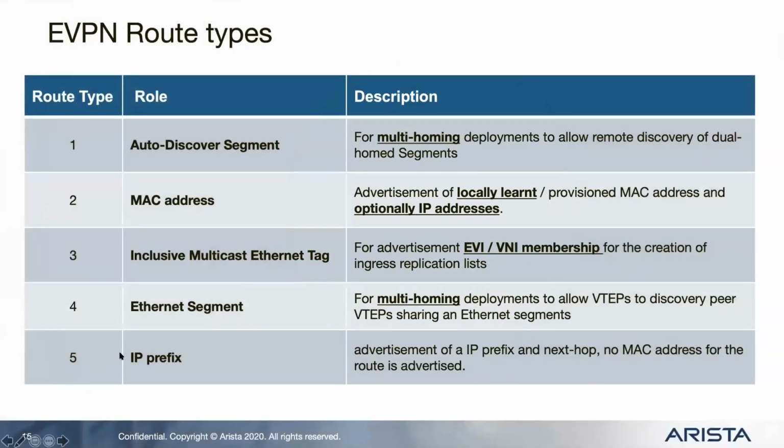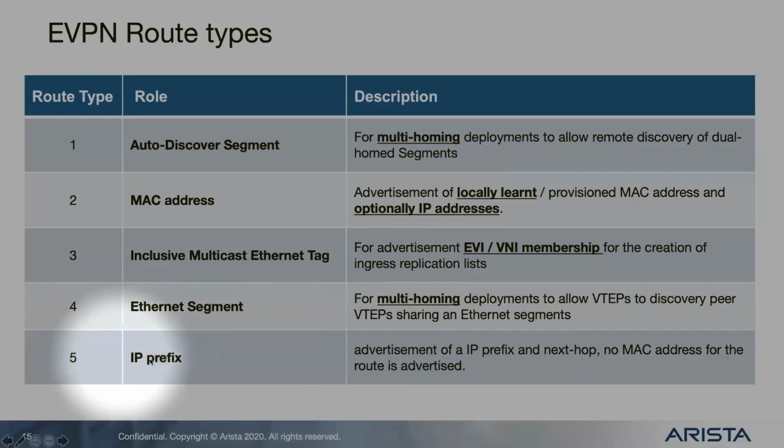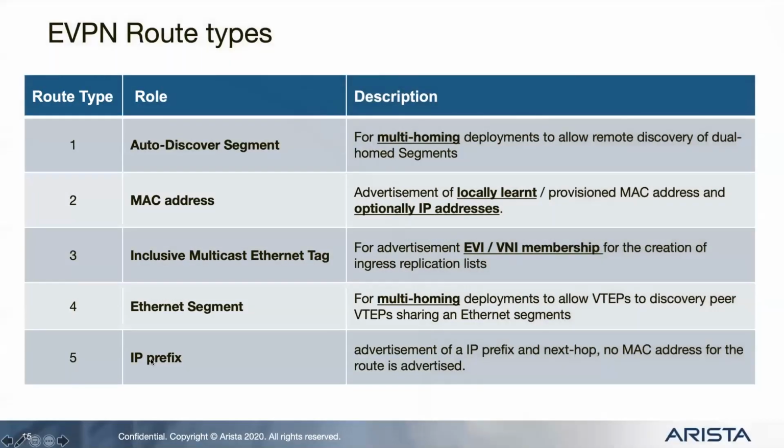And finally, skipping 4 because that's for multi-homing, route type 5 is used for IP prefixes. So that's going to advertise a subnet, a prefix length. It doesn't advertise any MAC addresses at all. So that's purely for the L3 VPN.